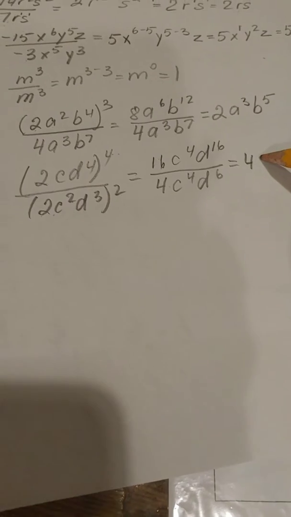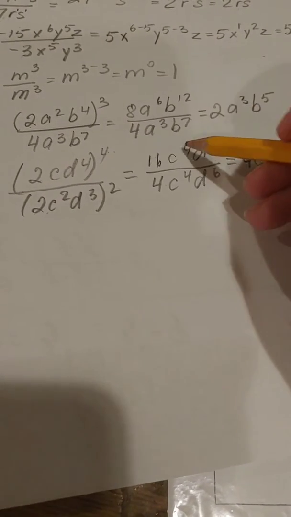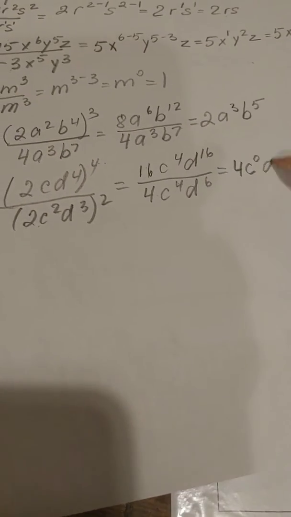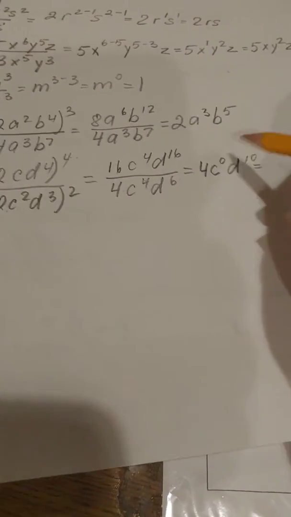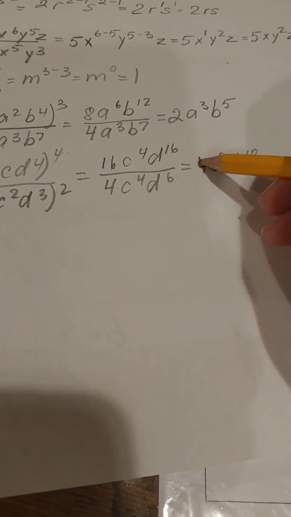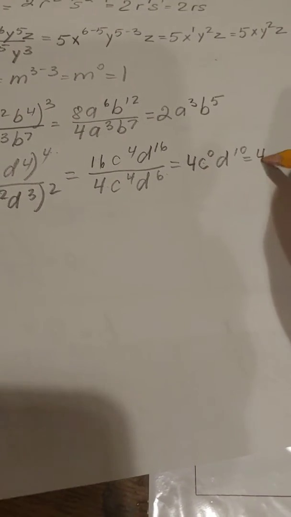Okay, 16 divided by 4 is 4. C to the 0 power because 4 minus 4 is 0. D to the 10th power because 16 minus 6 is 10. So c to the 0 power is 1, so it's basically 4 times 1. It's 4 d to the 10th power. Okay, I'm going to go over number 18 for you.